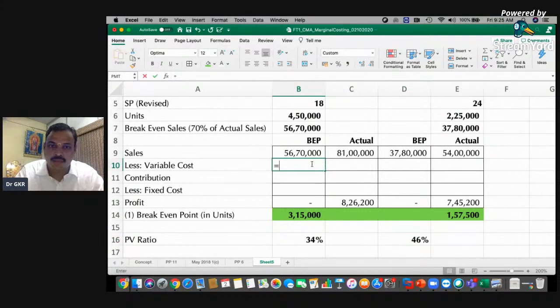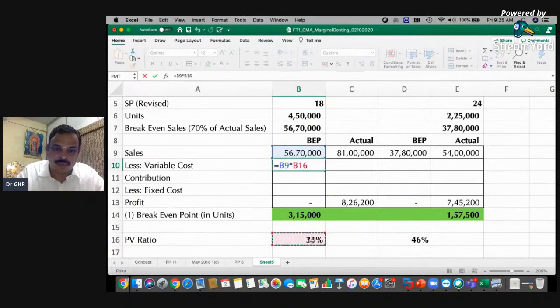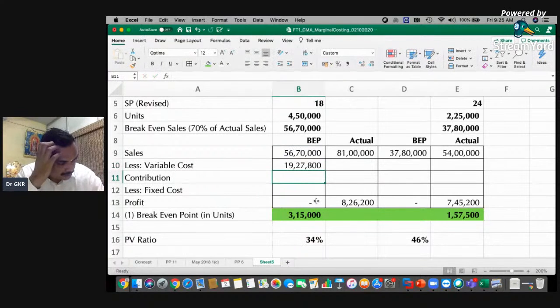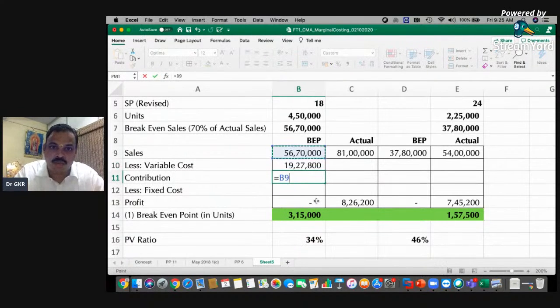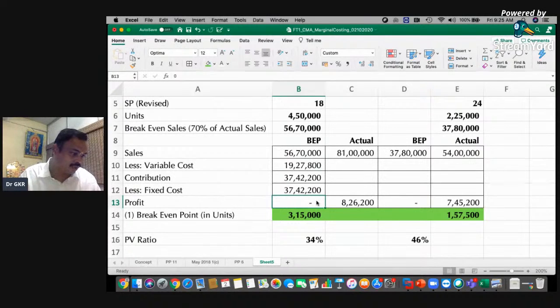Now, please look here. On this 34%, this 19 lakhs 27,800 is the contribution. Fixed cost is the same. Now, less fixed cost, 37,42,200. Now, come to actual. What is your profit? Profit is 826,200. Now, this fixed cost, I am going to reduce it.